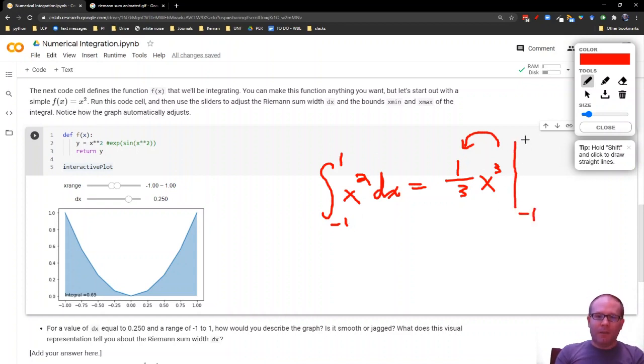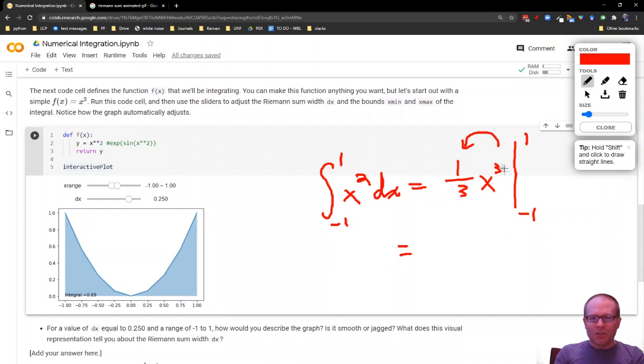The c would just cancel anyway. So we're going to take it from -1 to 1. By the way, one of the reasons your physics professors are probably likely to forget the plus c is because we almost always work with definite integrals. It's very rare in physics to work with an indefinite integral. Just a little tidbit for you there.